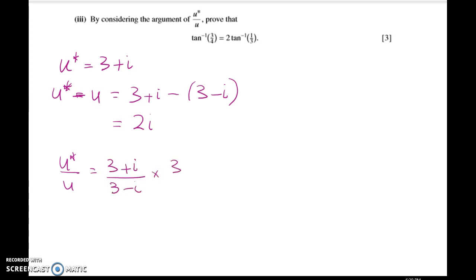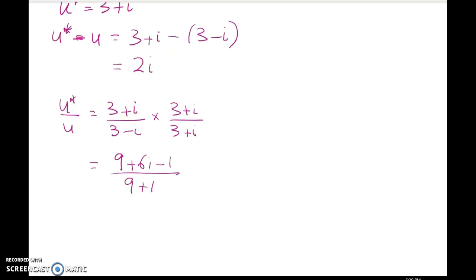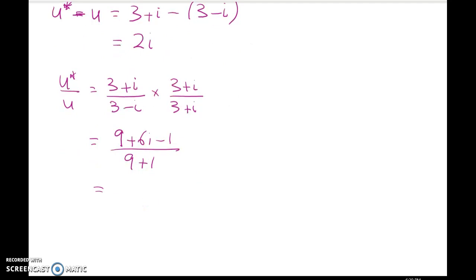We're going to multiply top and bottom by the conjugate, so we're going to rationalise the denominator, and that gives me 9 plus 6i plus i squared, so minus 1, over 9 plus 1. And that gives me 8/10, so 4/5 plus 3/5 i. So even before we go any further in the question, we're probably thinking, oh, it looks like it might be to do with a 3, 4, 5 triangle.